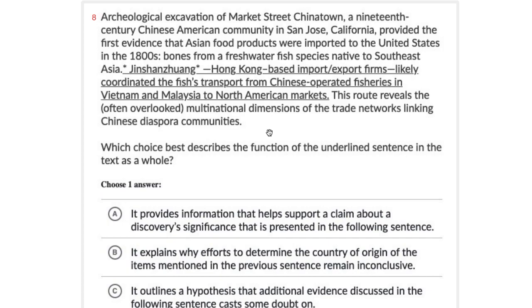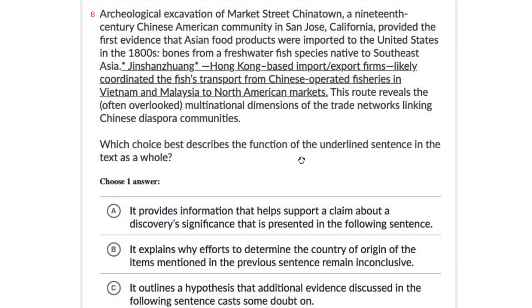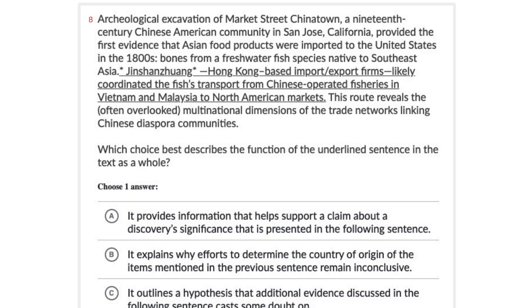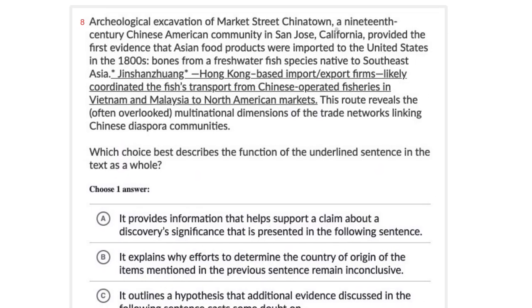Number 8. Archaeological and the function. Okay, so on to this type of question. Archaeological excavation of the Market Street Chinatown, a 19th century Chinese American community in San Jose, California, provided the first evidence that Asian food products were imported to the United States in the 1800s. Bones from a freshwater fish species native to Southeast Asia. Okay. I'm not sure what the asterisk is doing there, and I don't know if I captured that. But anyway, so what's going on in this sentence? It's a long sentence, but they dug up some stuff and found bones from this freshwater species.